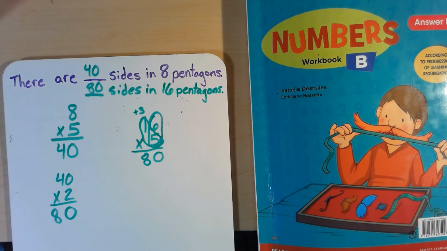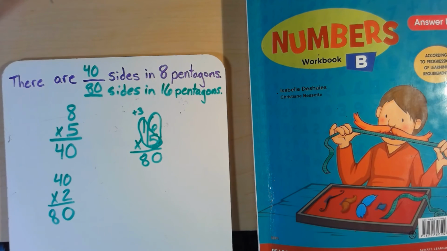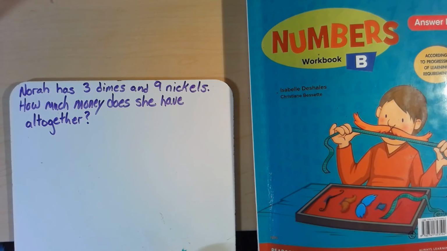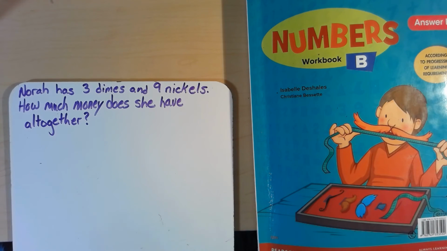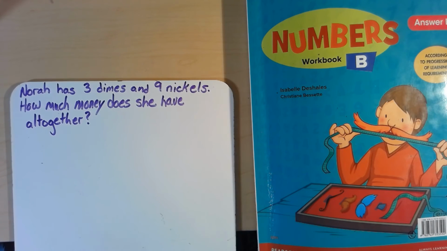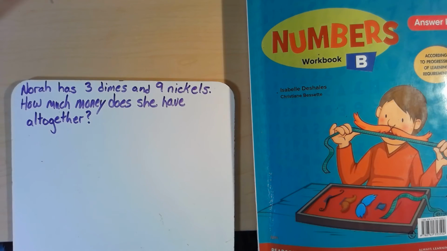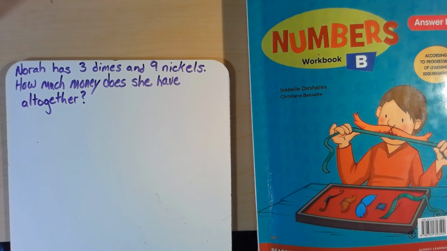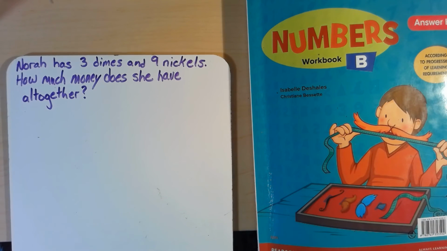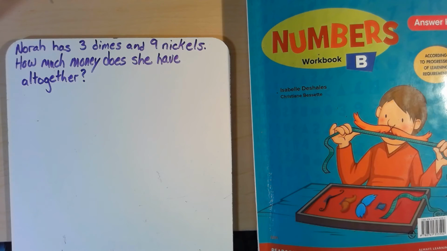Okay, are you ready for the last one? It's going to be a short video. Here we go. Just going to flip it over. Nora has 3 dimes and 9 nickels. How much money does she have all together?